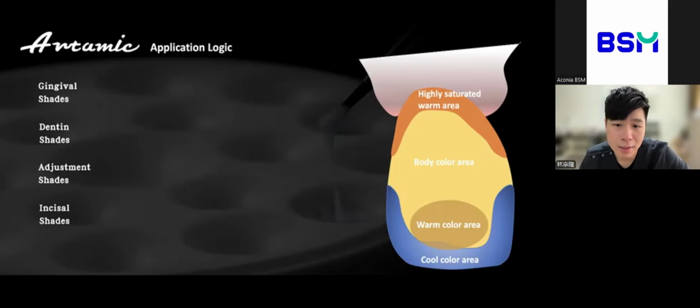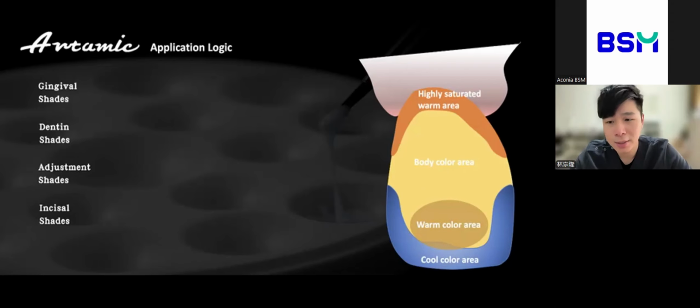And next is the main color zone, also called the body color area. This helps to determine the best color for your copies. And next is the warm color area. These are often the mamelon or areas with a slight warmth and a translucent appearance. And the final one is the cool color area.